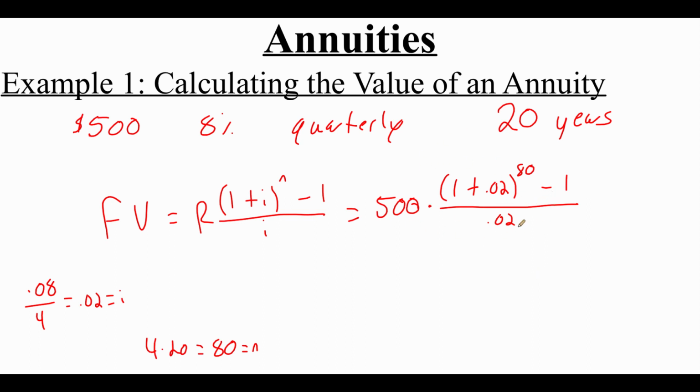Now I'm probably going to have to use my calculator to help me out here. When I type all of this into my calculator, I should get $96,885.98. So if we continue making $500 payments at the end of each quarter, then over a span of 20 years, we'll end up with almost $100,000 in our account.